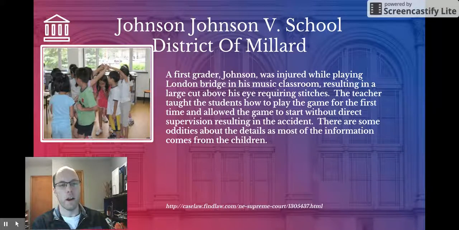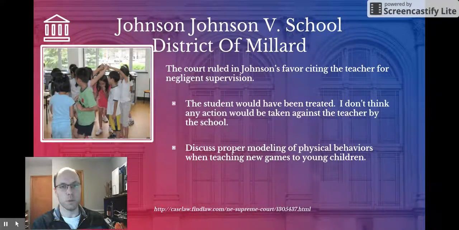During the first time the game was played, Johnson was in the middle of the London Bridge part, and there was an accident where he ended up falling or getting thrown or in some way roughhoused, and then he was injured in the resulting accident. There are some odd details considering this was first grade, and most of the accounts were given by the students, and first graders have some interesting concept of time, but that led the court to rule in Johnson's favor, citing that the teacher was negligent in their supervision.